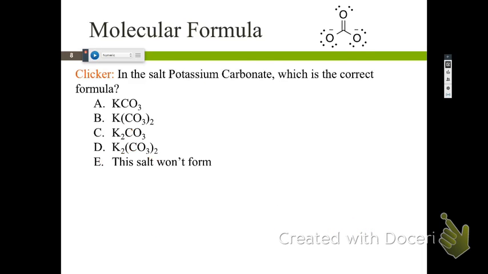All right, are we going to do a lightning round here? Let's do a lightning round. Ready? Yes. And go. Potassium carbonate, which is the correct formula? Closing out.